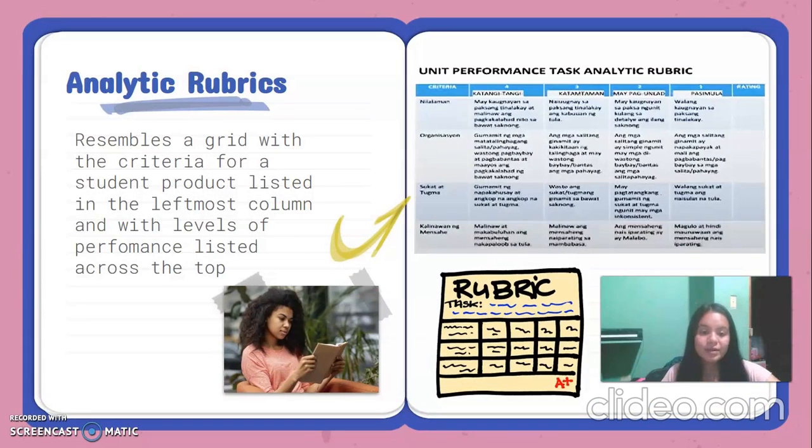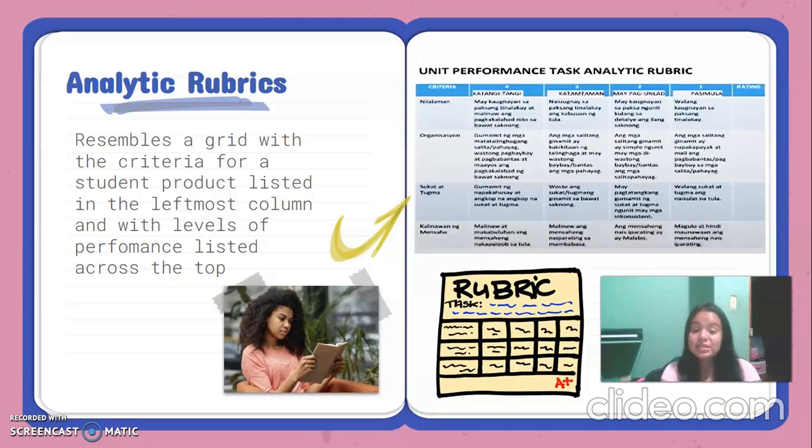For the first, the analytical rubric, this means that it is a grid that lists the criteria for a product or assignment, and the columns in which the performance levels are listed across the top, using numbers or descriptive labels. The cells within the center of the rubric can be left blank or can contain a description of the specific criteria for that performance level when grading with an analytic rubric.